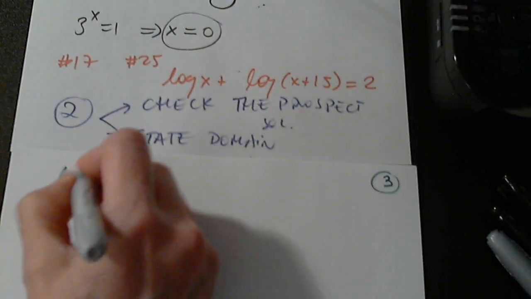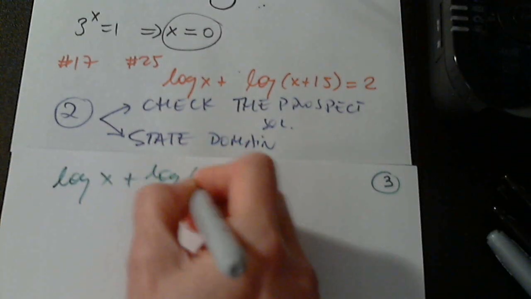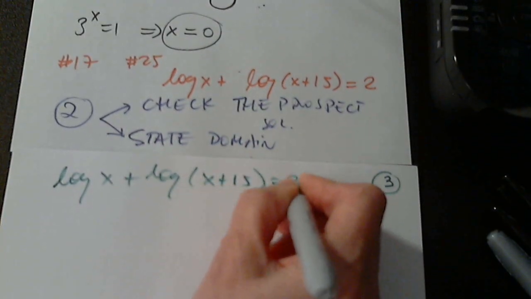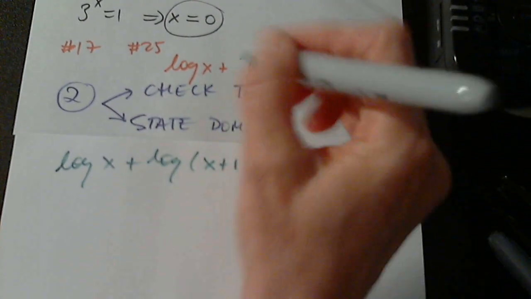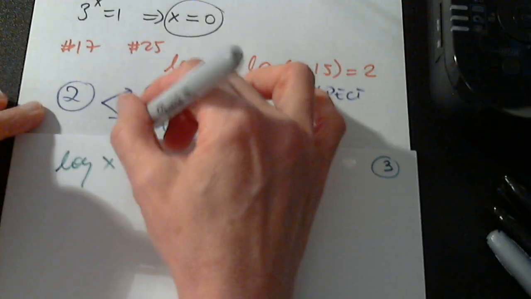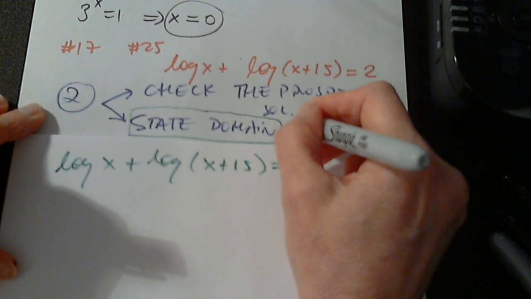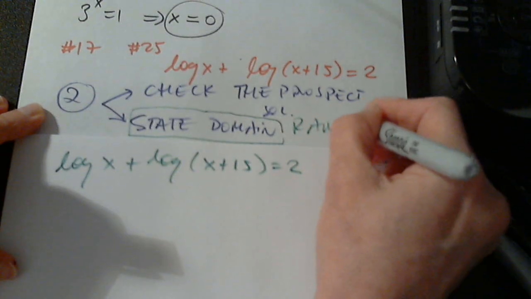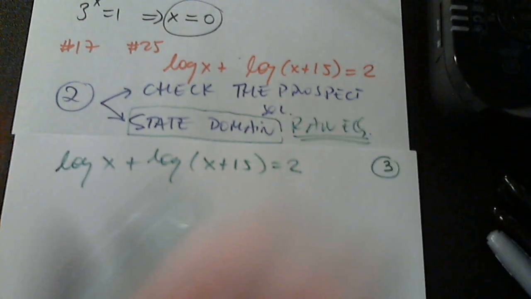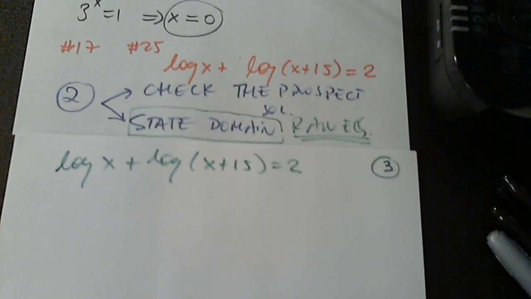I'm going to copy the problem. Log x plus log of x plus 15 equals 2. The domain has to be stated only on the raw equation. Don't touch it, don't condense, don't expand, nothing. We have to state the domain. If we choose this method, we have to state the domain on the raw equation.